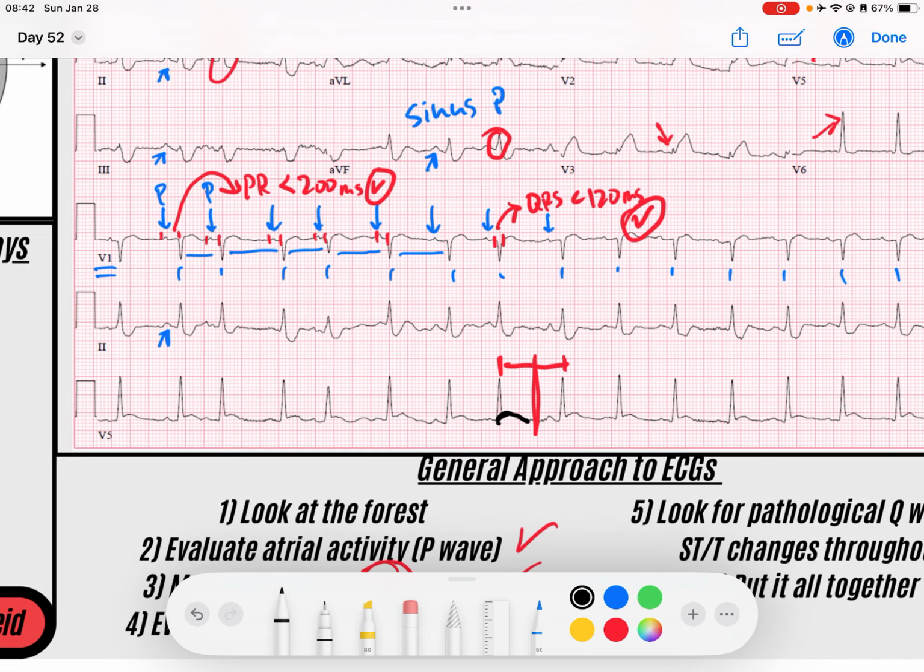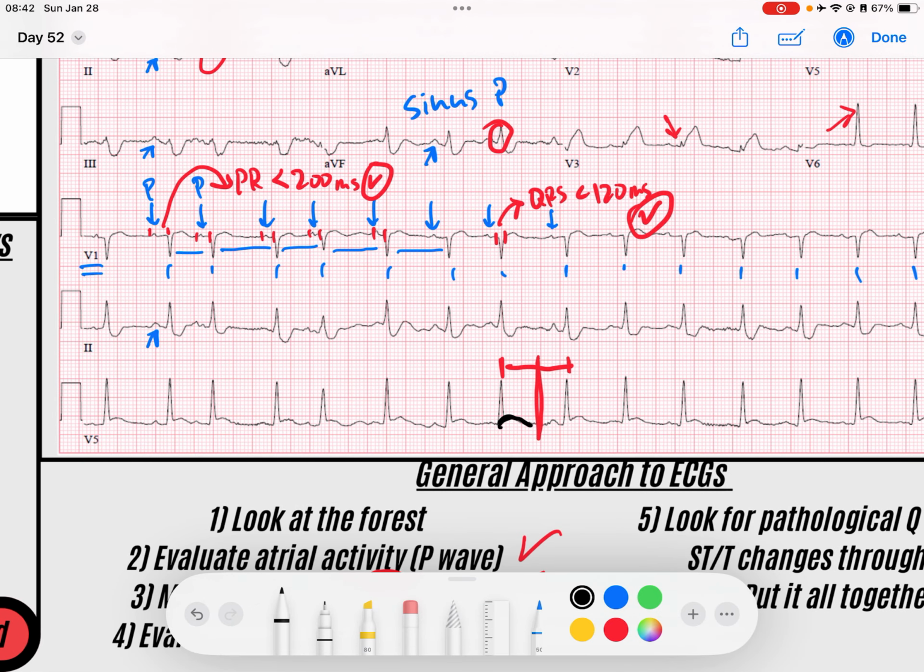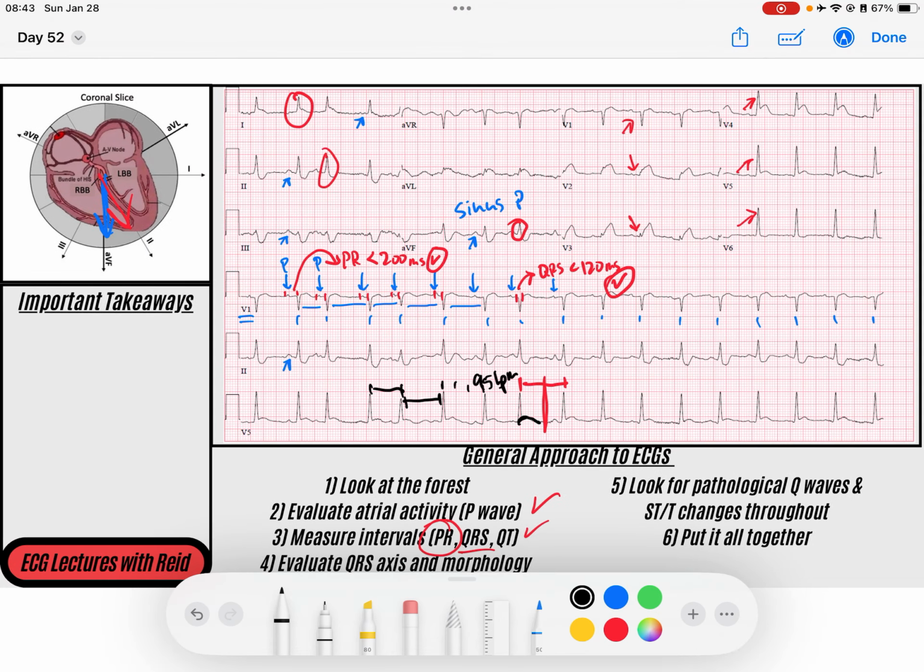My rate, we'll jump back to the rate here since we're on this QRS. Rate seems to be anywhere from 300, 150, 100, maybe 95 beats per minute. You can say plus or minus 10, right? There's some shorter ones here. There's some longer ones here. That's okay, right? Generally, we'll say it's around 95 to 100.